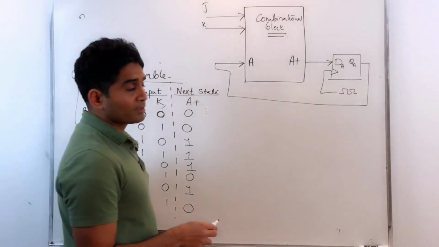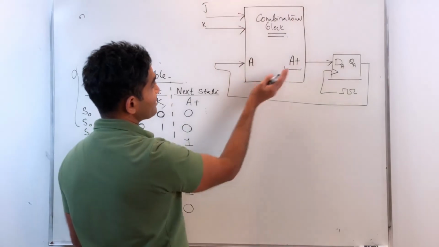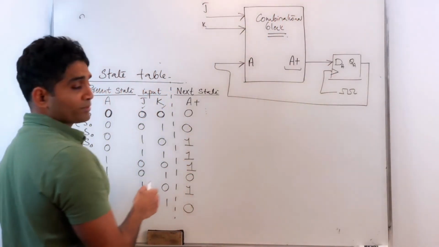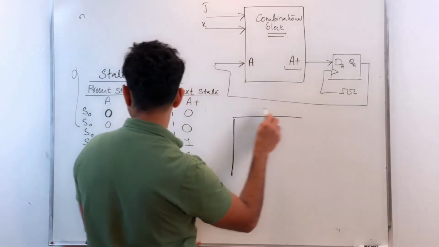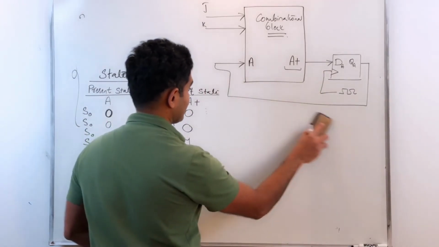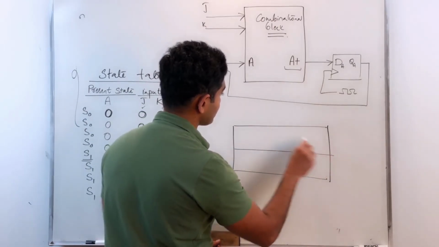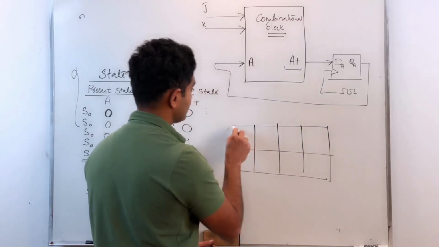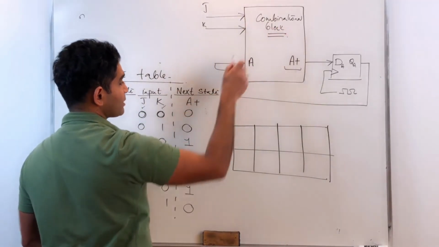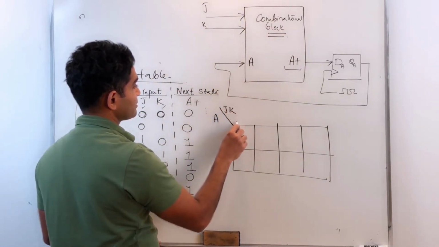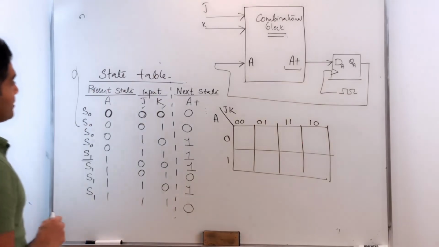What you need to do here is find A plus. How do I do this? Because ultimately you're designing this combinational block, I can use K-maps. Let's say this is a simple K-map, an 8-cell K-map between A, J and K, because those are the inputs to this combinational block. A, J and K: 0, 0, 0, 1, 1, 1, 1, 0, 0, 1.